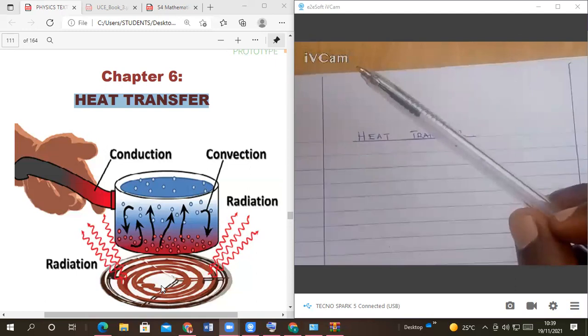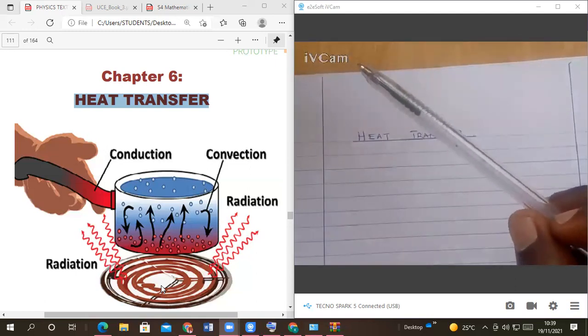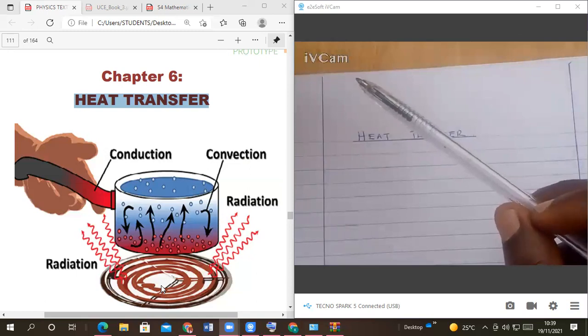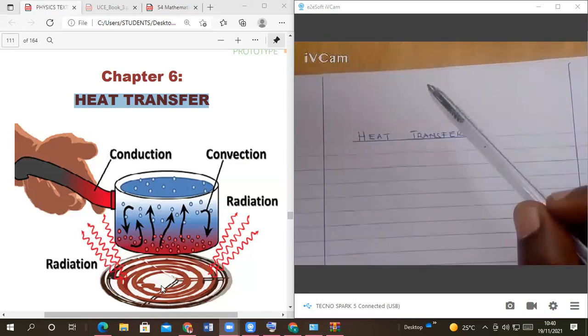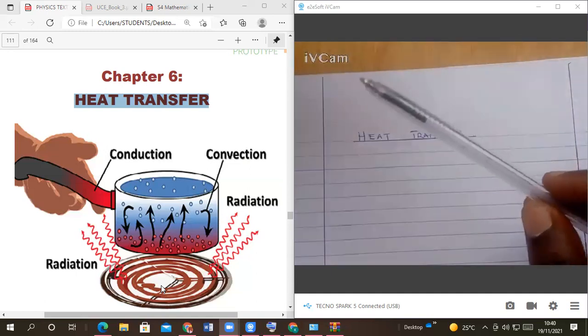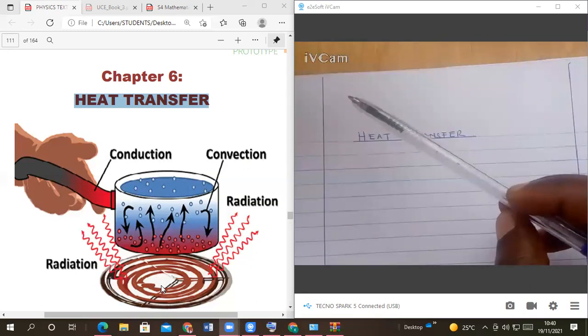What's heat transfer? What do you understand by the term heat transfer? Yes? Movement of heat energy through objects which causes a change of temperature. Which causes change in temperature, okay? So it means that there is a point that has a high temperature and another point that has a low temperature, isn't it?